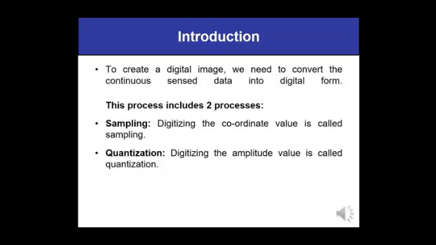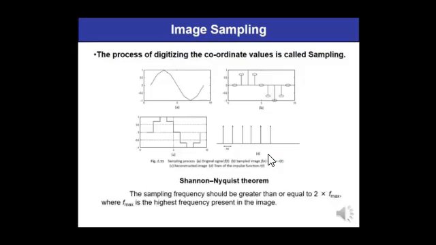To create a digital image, we need to convert continuous sensed data into digital form. If we have a signal in analog form, we can digitize the coordinate values, and this process is called sampling. If we digitize the amplitude values, this process is known as quantization. We will discuss them one by one in detail. First is image sampling.